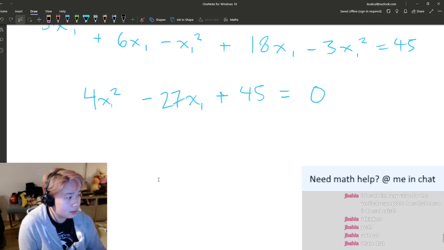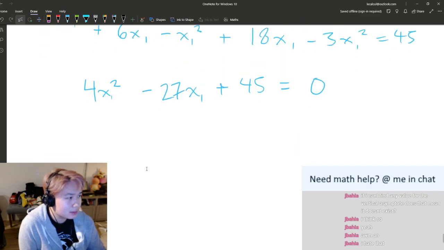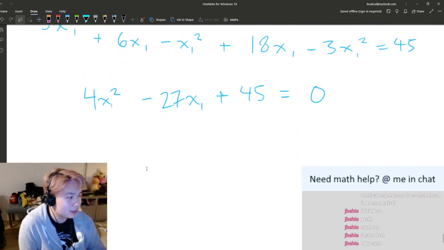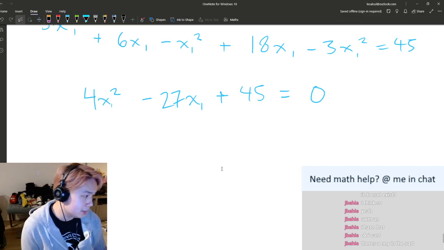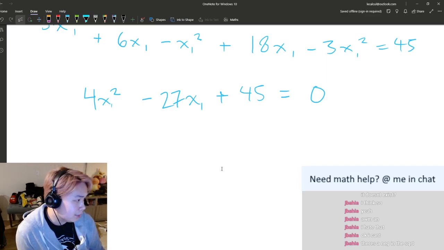And then I would have to factor this or use the quadratic formula. Okay, so now you know for sure that that cannot be equal to 0. So that means you do not have a vertical asymptote.